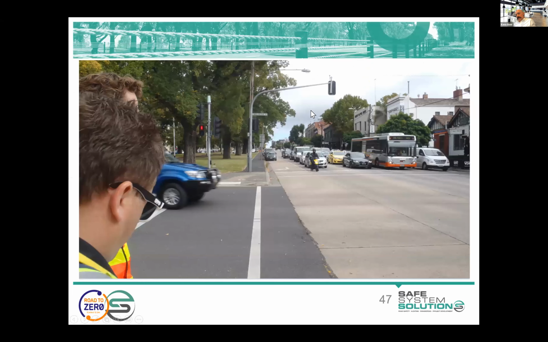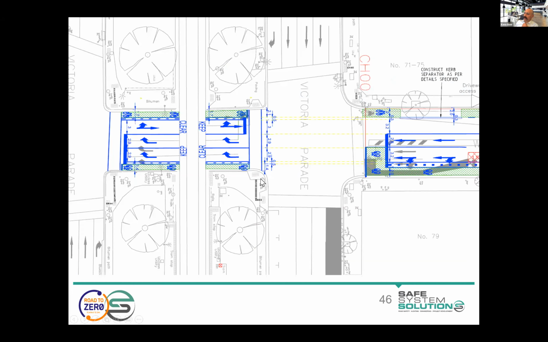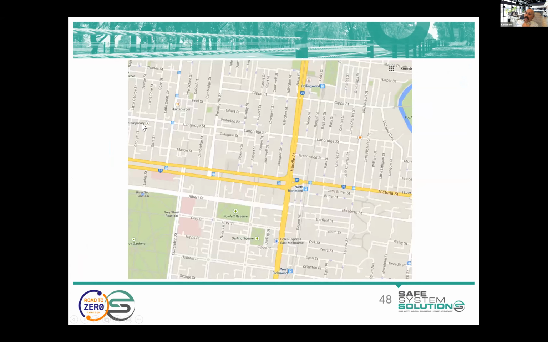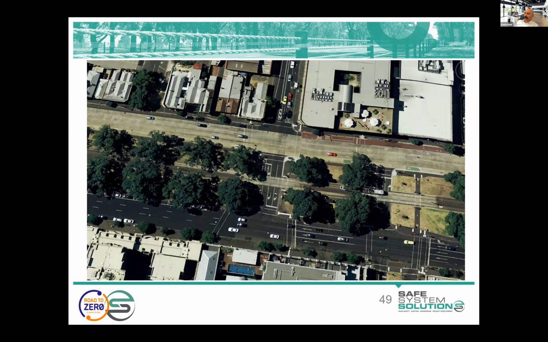Here's a picture of it on site. This picture is taken looking up one of the carriageways, from down here, looking up this way. We'll get back to that. The area is quite densely populated, with lots of cafes, bars, office buildings, and residential apartments, a busy, vibrant area.